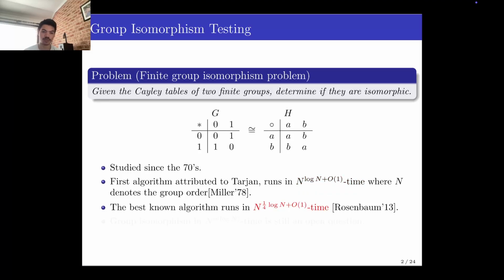And the best known improvement to this only improves the constant in front of the log n to 1/4, which is due to Rosenbaum in 2013. So group isomorphism in sub-quasi-polynomial time, or n to the little o of log n time, is still an open question.